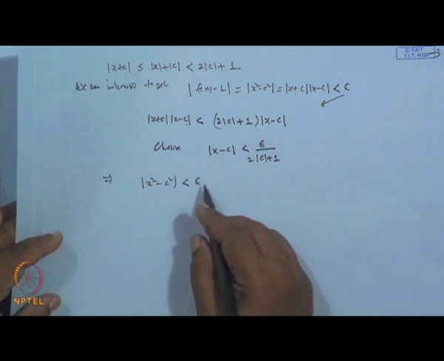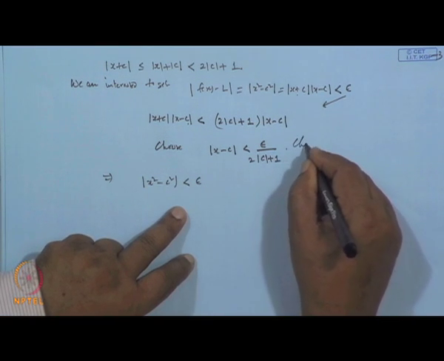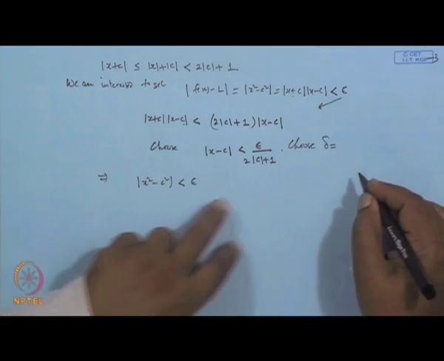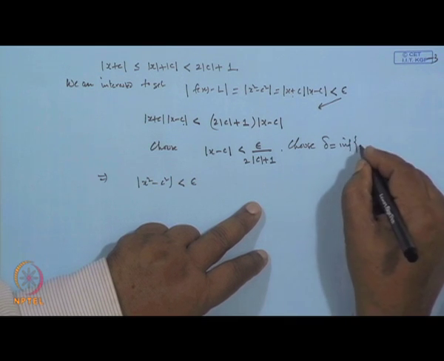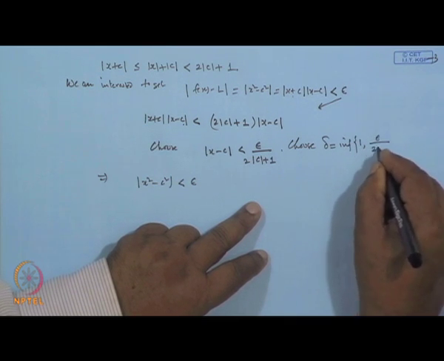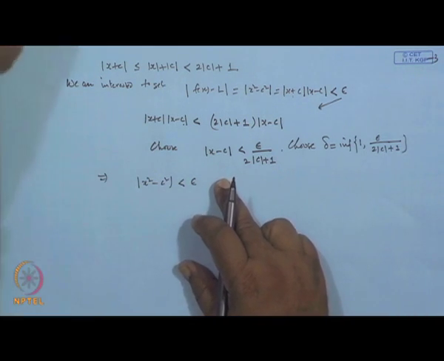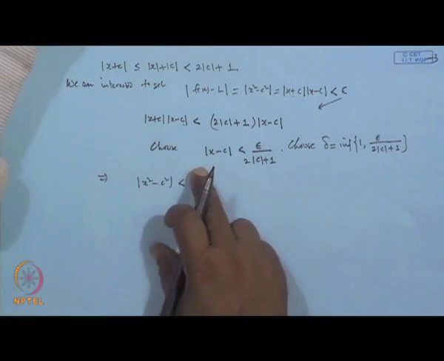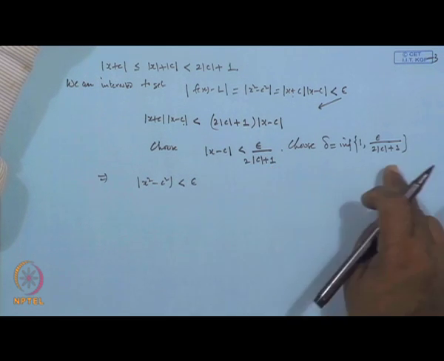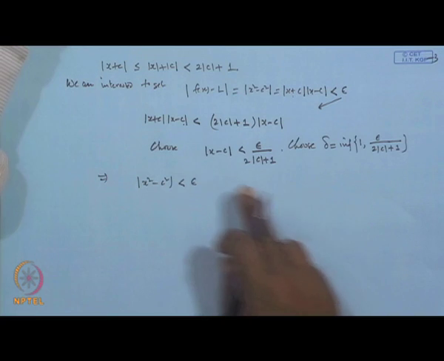If we pick up from here, then choose delta to be the minimum of 1 and epsilon over 2 times (mod c plus 1), because you are getting two bounds for delta. One is x minus c is less than delta, with delta being 1. Here also you are saying x minus c is less than this. So, if I choose the delta which is the minimum of these two, then for this particular delta, this result will also hold.